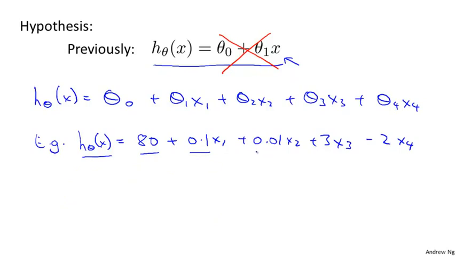Plus the price goes up a little bit for each additional floor that the house has. So x2 was number of floors. And it goes up further for each additional bedroom the house has, because x3 was the number of bedrooms, and the price goes down a little bit with each additional year of the age of the house.